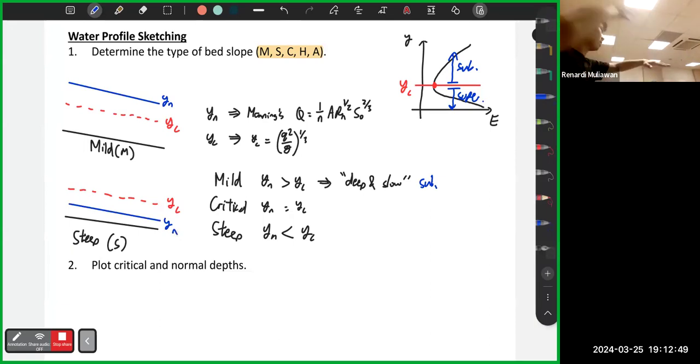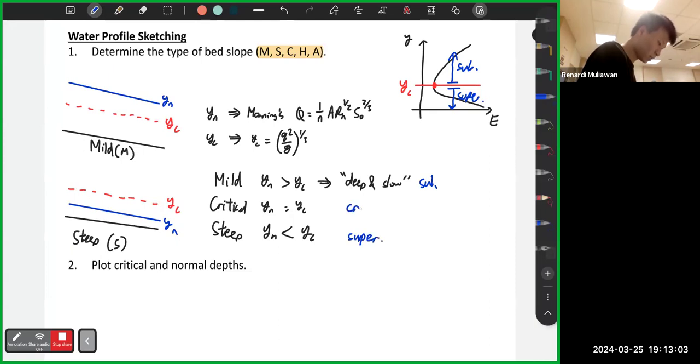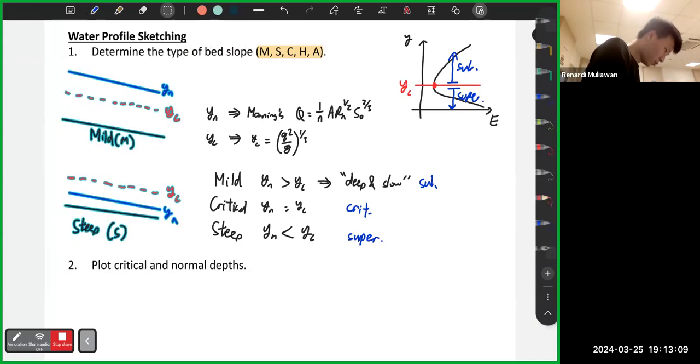So for mild, the normal flow is deep and slow. For steep, the flow is very fast and shallow. So again, it's corresponding to subcritical and supercritical depth. This one is just a critical flow. So I hope now you can differentiate the types of slope.